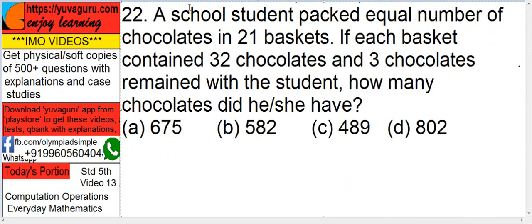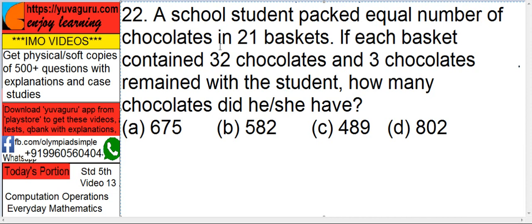Next problem. A school student packed an equal number of chocolates in 21 baskets. If each basket contained 32 chocolates and 3 chocolates remained with the student, how many chocolates did he or she have? Okay, so what do you mean by this? There were 21 baskets, and each basket contained 32 chocolates. So you have to find out the total, and also 3 chocolates are remaining with that student.